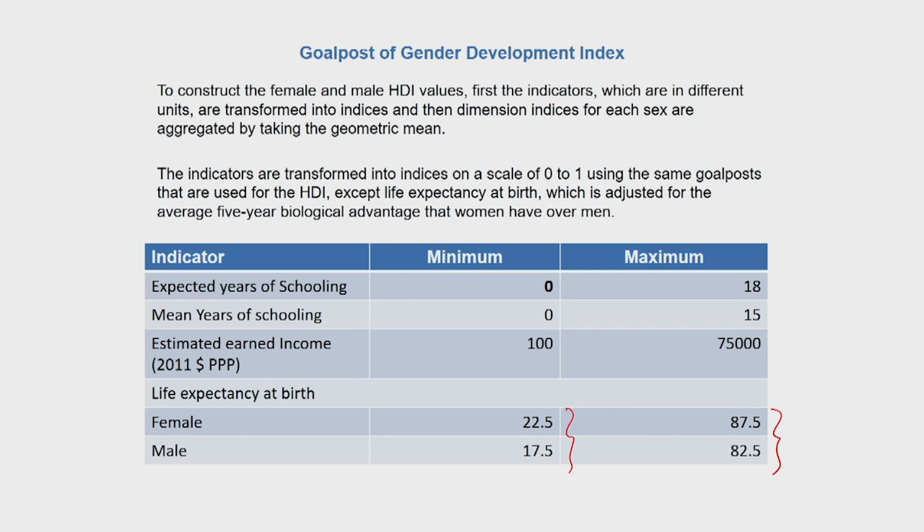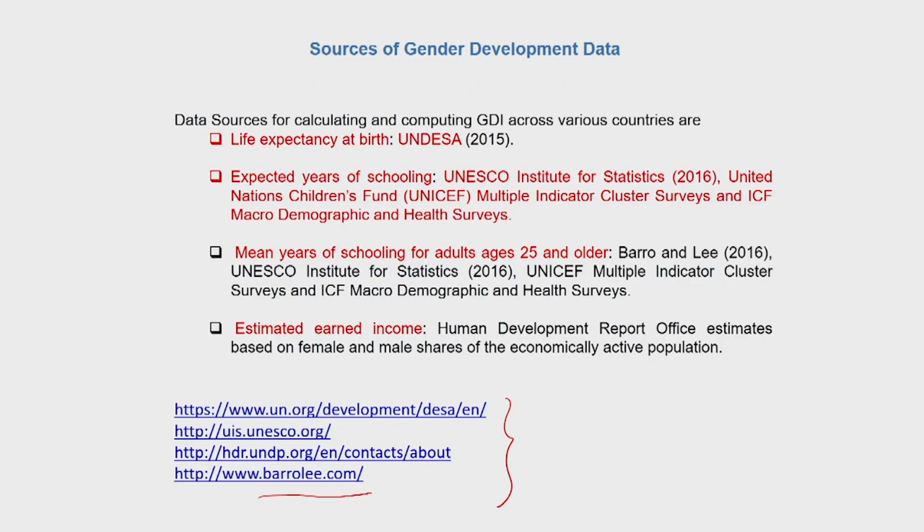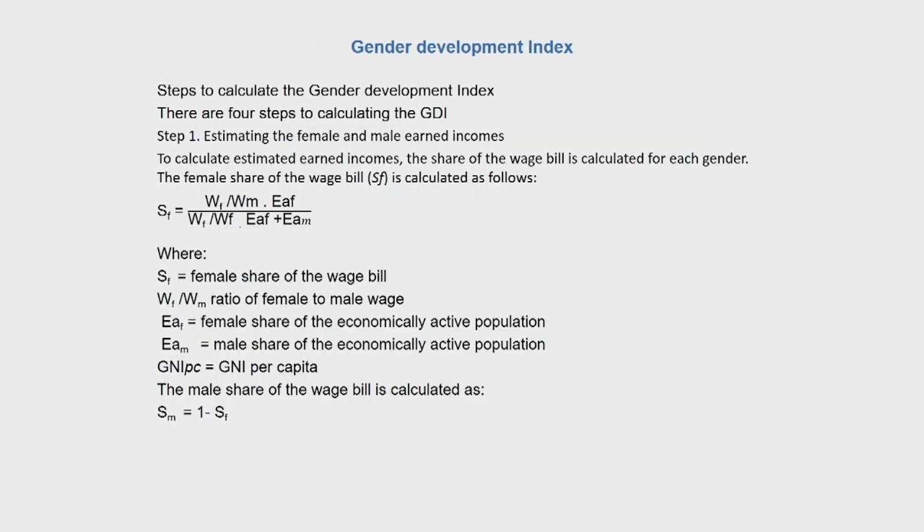So these are the goalposts based on which the index is calculated. Now let us have a look at the steps for calculation of the Gender Development Index. The first step is to estimate the female and male earned incomes, and to be able to calculate the estimated earned incomes, the share of the wage bill is calculated for each gender.